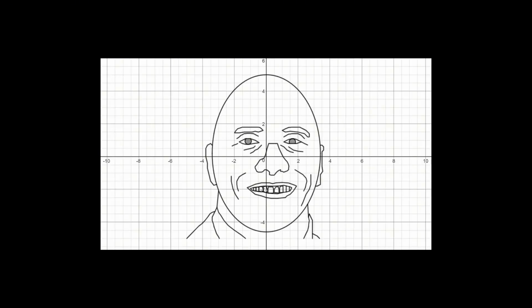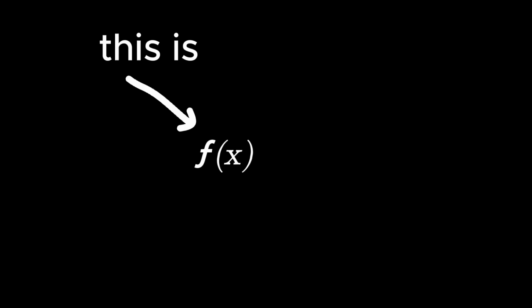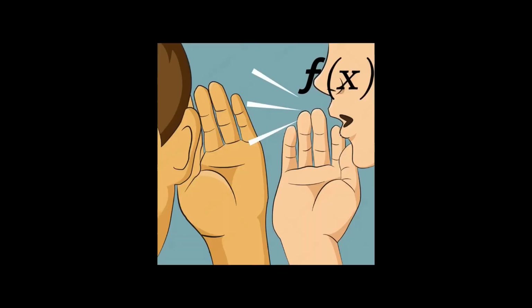Using a function, we can understand the change in motion in whatever your imagination can come up with. This is f of x, and this is an equation. Put them together, and then they become a function. A function tells us that for a certain input x, we get a certain output y.